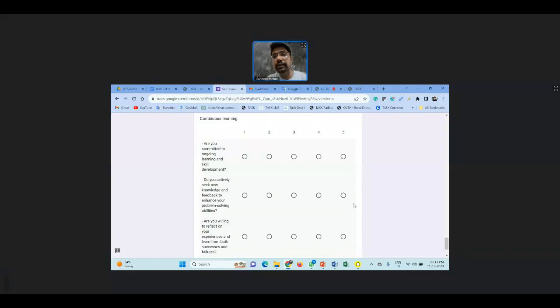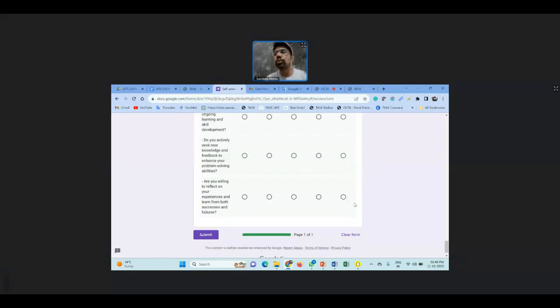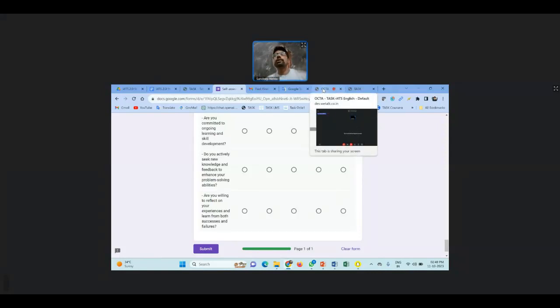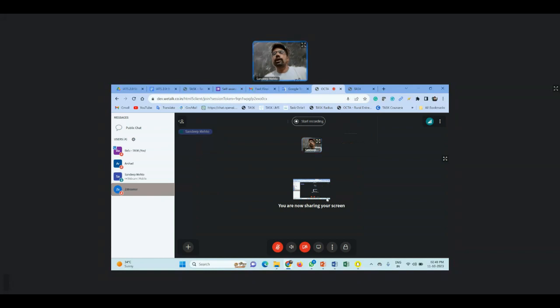Then continuous learning. Are you willing to reflect on your experiences, and learn from both successes and failures? Or do you just get down or start feeling low when anything is not coming in place? So these are all components which might sound very abstract, so you can also Google them. For example, if you are evaluating yourself on continuous learning, you can search Google for continuous learning for any enterprise or any venture.